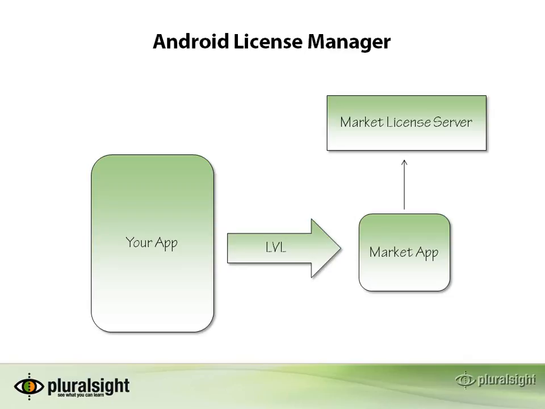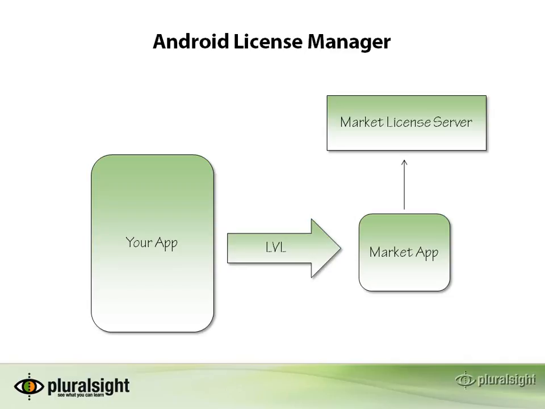Basically, you're going to have your application, and it is going to reference the License Verification Library. Then you're going to use some of the APIs that the LVL exposes and make some calls to ask for a license check. That will cause the Market app to go to the server, make your request, and then return the result. At some point, we're going to get a result back, and then we're going to respond to that result. It seems a lot more complicated than it is.